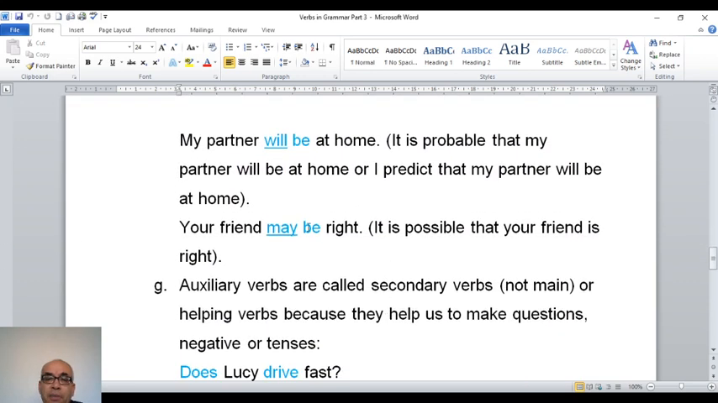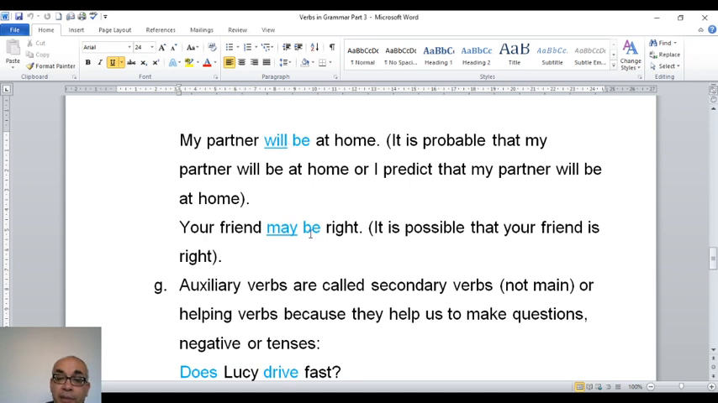So if I say, my partner will be at home, what is the meaning? Will is a modal verb. Here, I put a line. Of course, will be is the verb, but will is a modal verb. And I said a modal verb shows your opinion or your attitude or your feeling. So will be, what does it mean? It means it is probable that my partner will be at home. Or I predict, I guess that my partner will be at home.